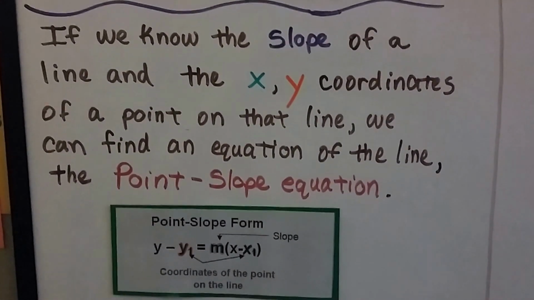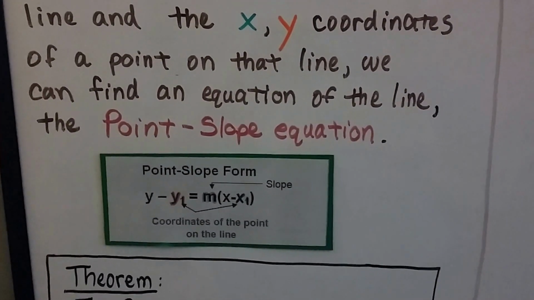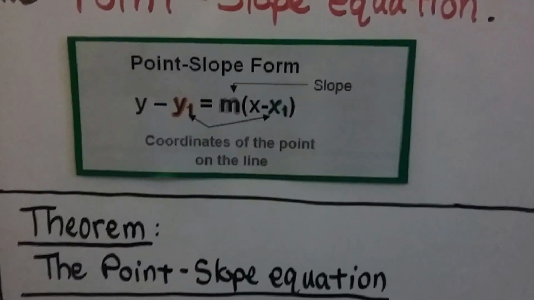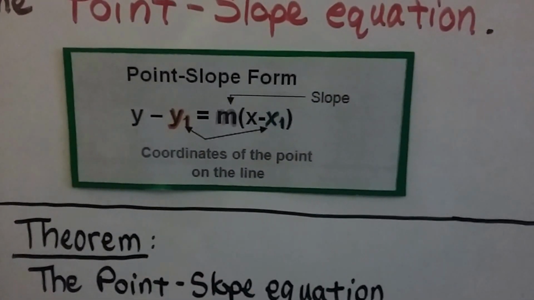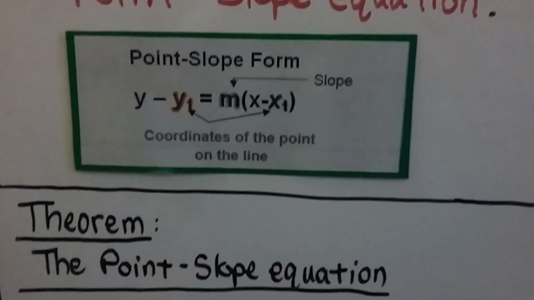If we know the slope of a line and the xy coordinates of a point on that line, we can find the equation of the line, the point-slope equation. So here it is right here, and we have our y1 and x1 values there. You can see where they're at, and we have our slope m.